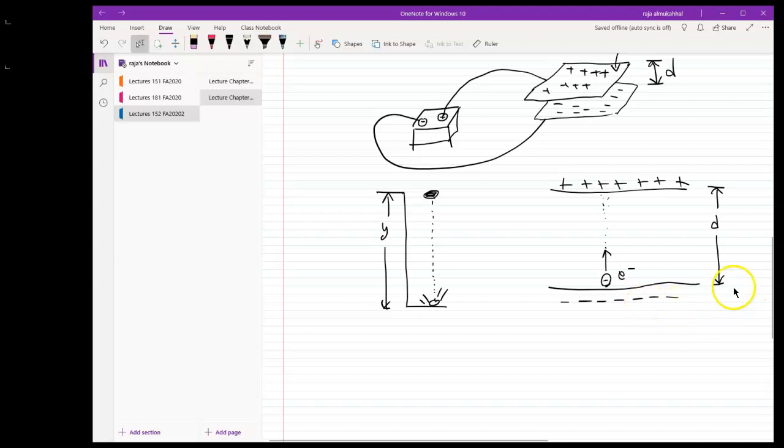Well, that's exactly the same picture. Do you see the analogy between them? Here the electron is falling, if you will, quote unquote, falling to the positive plate, and here the object, say a stone or whatever, is falling to the floor. You see that? And then, of course, with this picture, we use conservation of energy to calculate the velocity of the electron, or kinematics. Well, we have a similar picture.